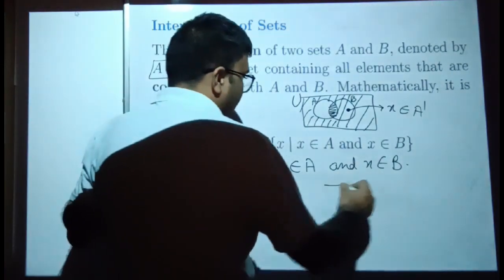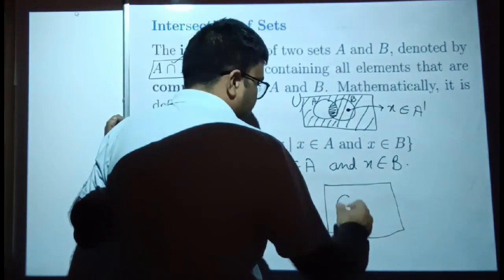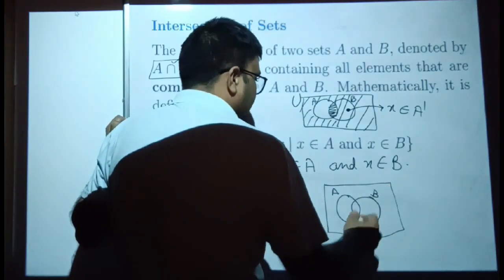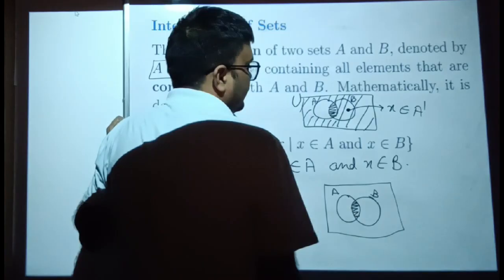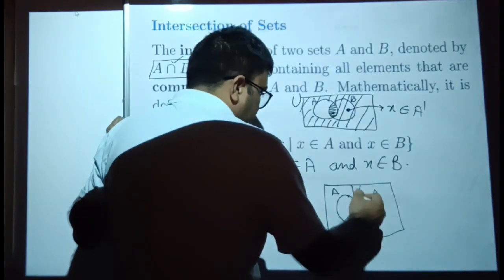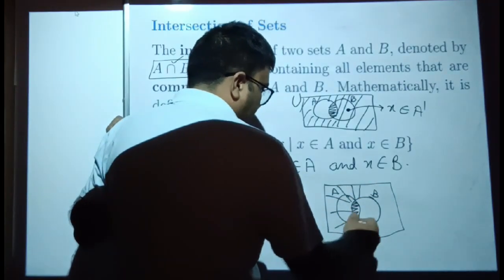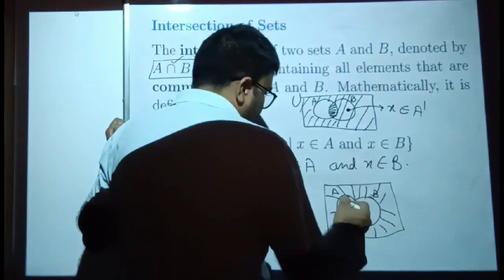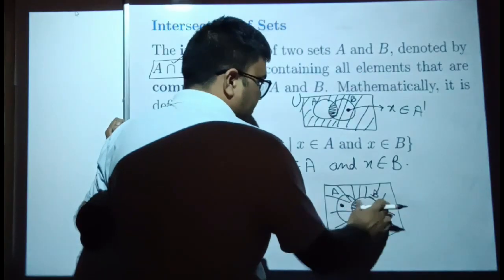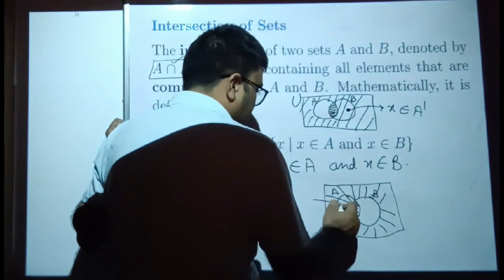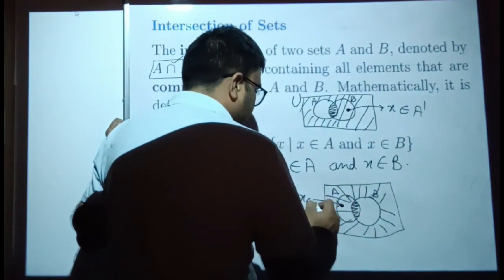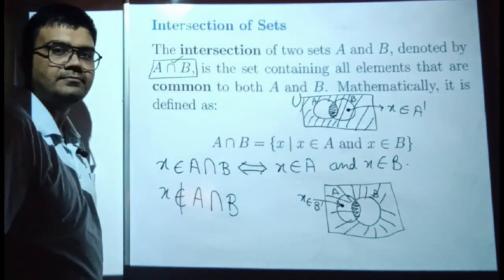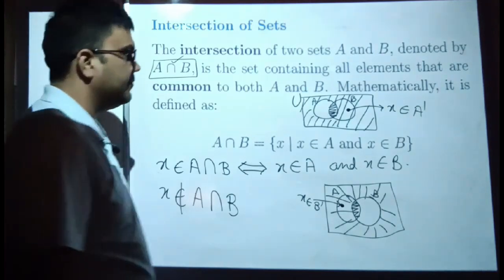Now, again, same case. I am drawing two circles over here. This is set A, this is set B. This is the common portion we have. Now I am considering the region outside B. Suppose a point is over here, except for B. It means that x belongs to B complement.